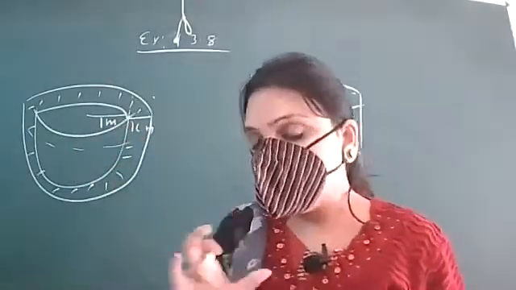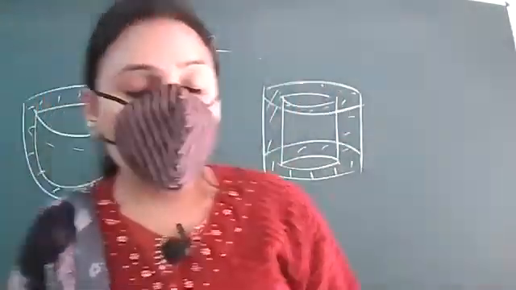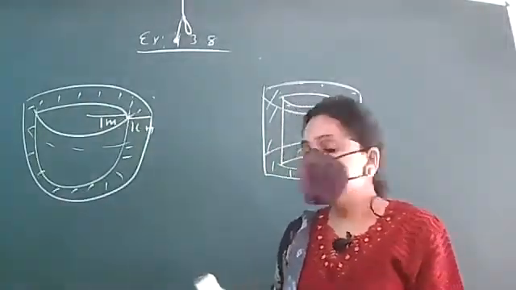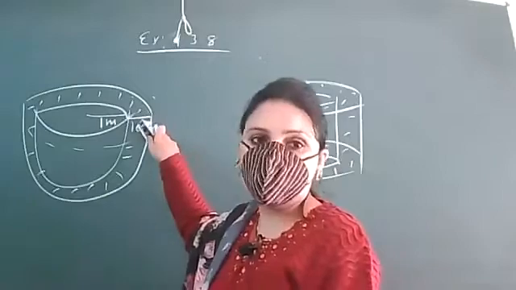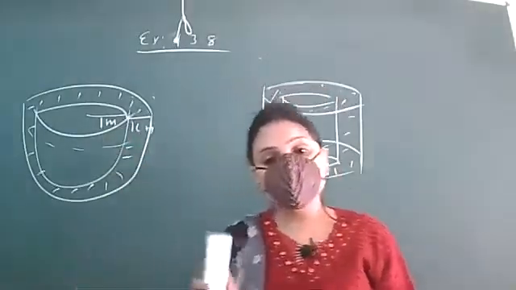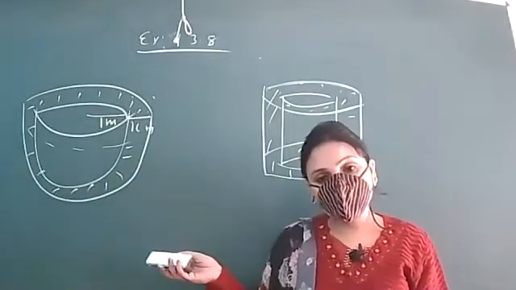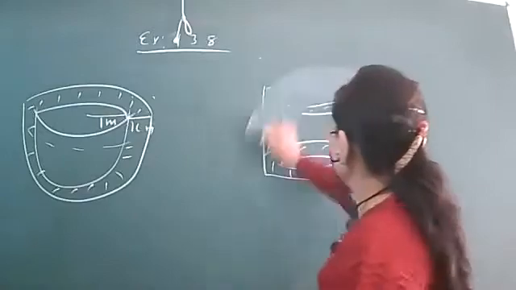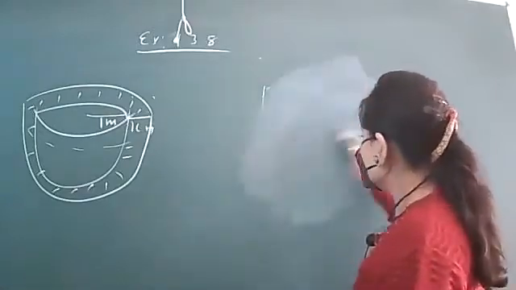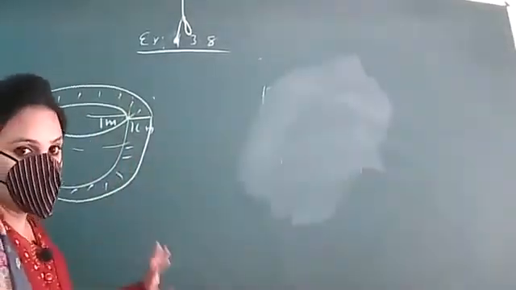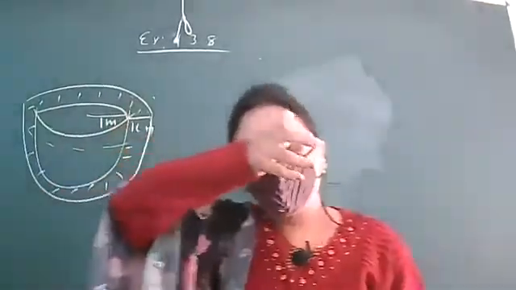But if we want to find the volume of the material that has been used to make this bowl, then the same concept will follow. That means volume of the outer hemisphere minus volume of the inner hemisphere. The same concept will be followed. So it means we need two radii. One is of the inner portion and another is of the outer portion.